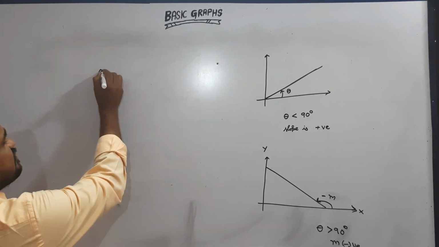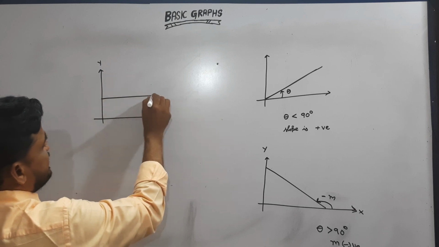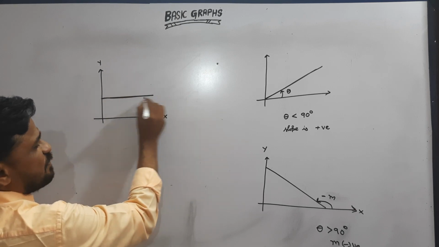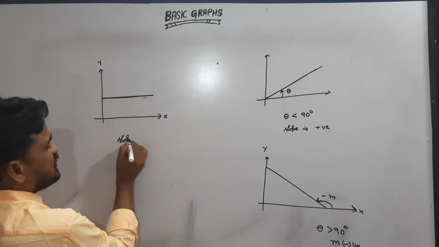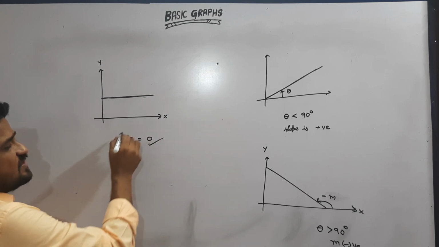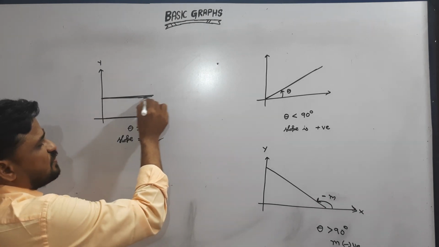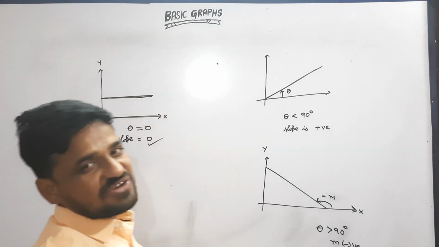Suppose the graph is like this, here the slope of the graph is 0. If theta equals 0, the angle made by the line with the positive x-axis is 0, which means the slope is 0.